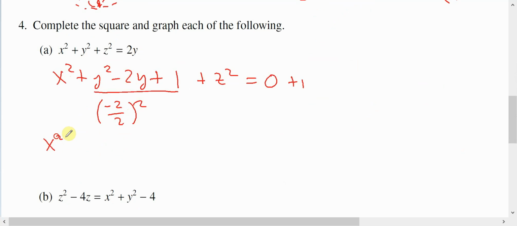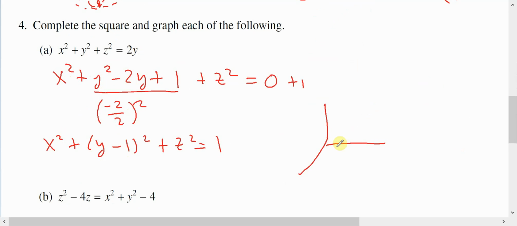This is going to be x squared plus y minus 1 squared plus z squared equal 1. So this is a sphere. It's been shifted 1 unit down the y-axis with a radius of 1. So if I draw that, 1 unit down the y-axis with a radius of 1. So if it has a radius of 1, it's going to cross through 2. There's its center at 1, and then you try to draw your best sphere. So it's going to come around, go around that way. I didn't do a real good job on this one. Anyway, it's supposed to look spherical.